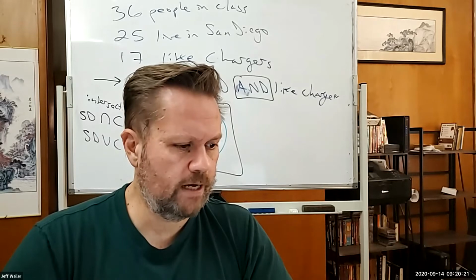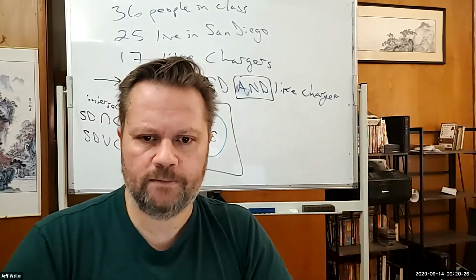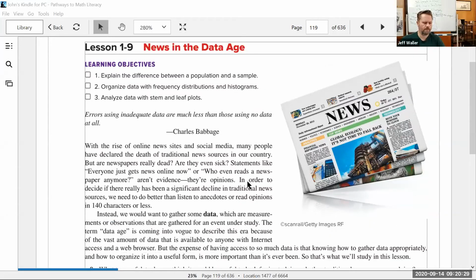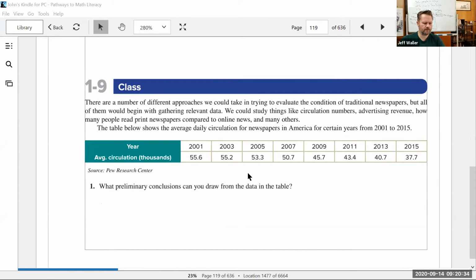See, 1.9. So we looked a little tiny bit at 1.9. We have definitely not gotten into this much at all yet. But we did look at this a little bit. So this was about newspaper circulation, right? The table below shows the average daily circulation for newspapers in America. And I already said this before, but what's the major conclusion you can draw from this table?